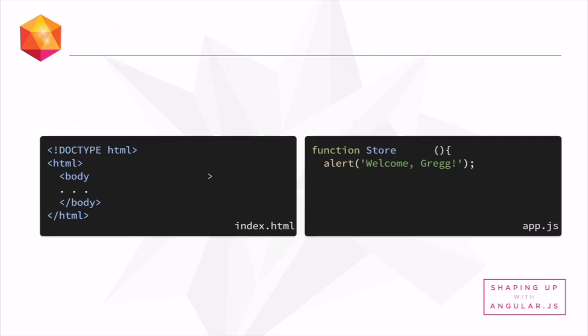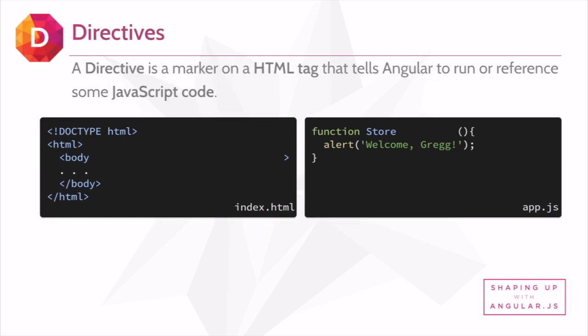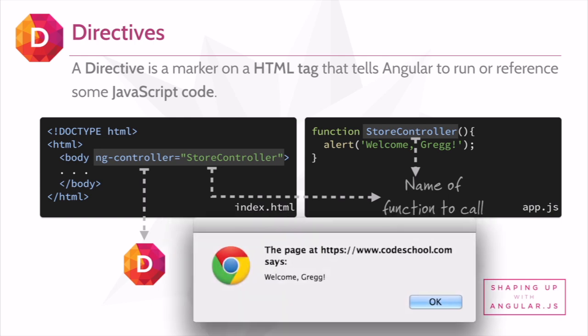In Angular, we add behavior to our HTML through directives. A directive is a marker on an HTML tag that tells Angular to run or reference some JavaScript code. So the answer here is to add the attribute ngController to our body tag, setting it equal to store controller, which is the name of our function. And if we loaded this up, we might get this alert.